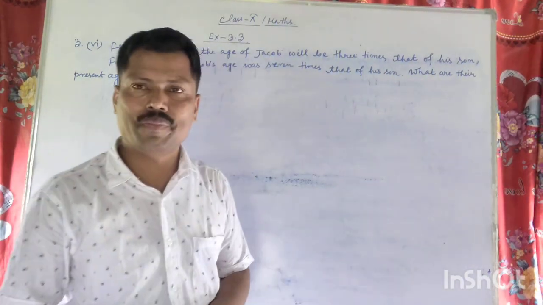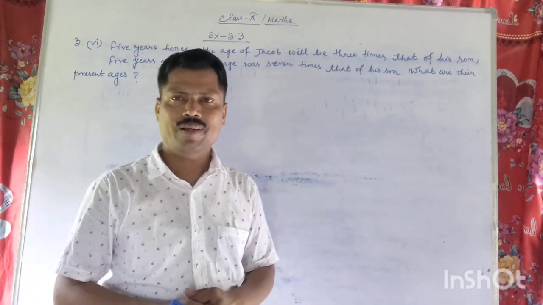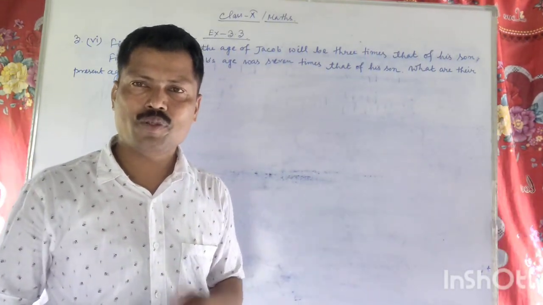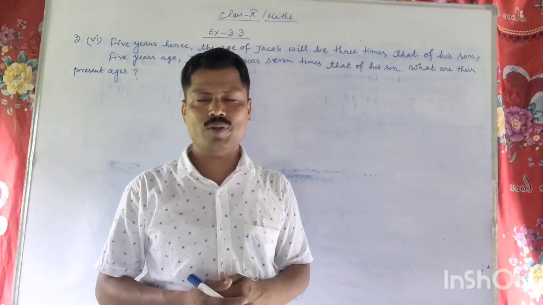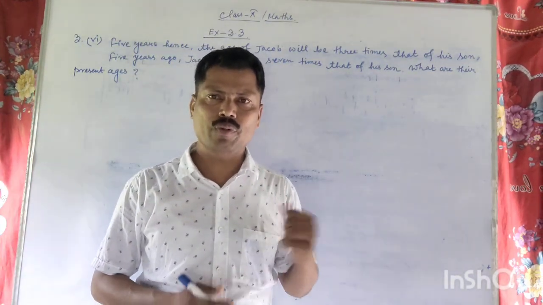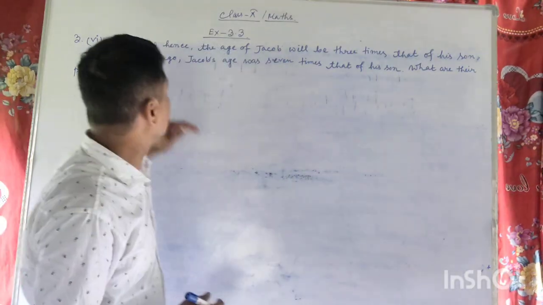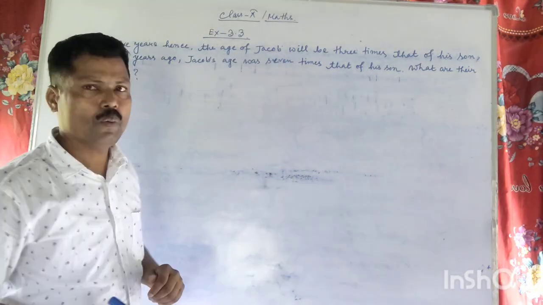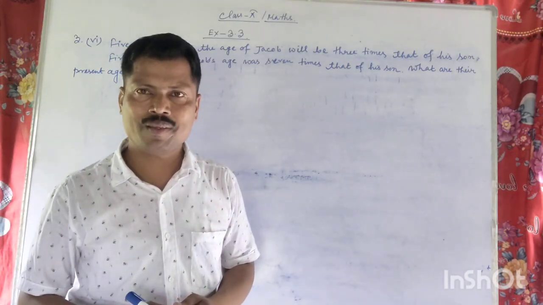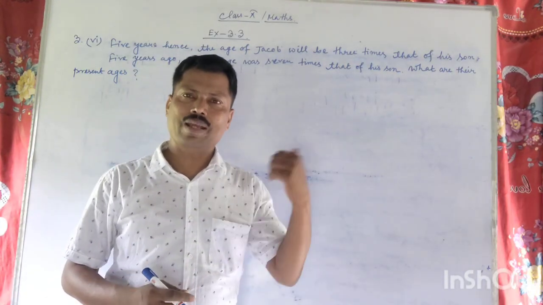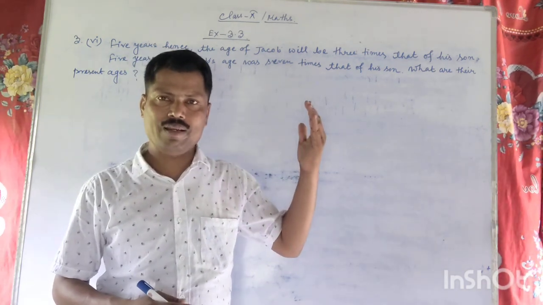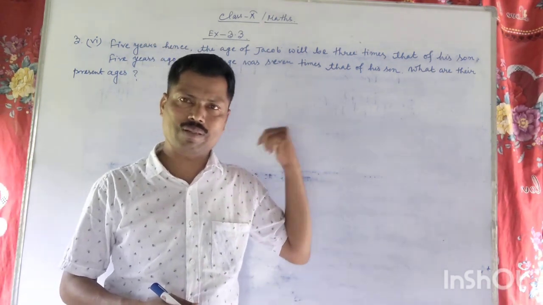We don't know the present age of Jacob, and also we don't know the present age of the son. So we have to find out the present age of the son and the present age of Jacob. So before this, we have to think what is written here. 5 years hence means after 5 years, and 5 years ago means 5 years earlier. What was the age at that time?